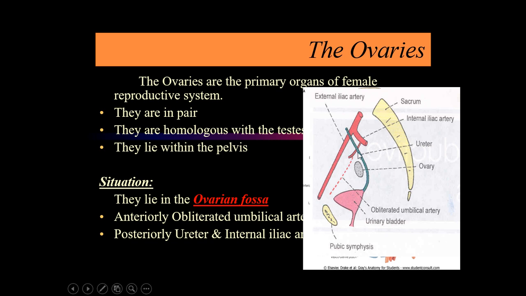Then posteriorly we have two important structures. One is the ureter, which is opening into the bladder, and the second important structure is the internal iliac artery, which will be behind. So if you want to trace this ovary, go in front of the ureter as well as the internal iliac artery, or trace it behind the obliterated umbilical artery. So this is how you can trace this structure, that is the ovary.